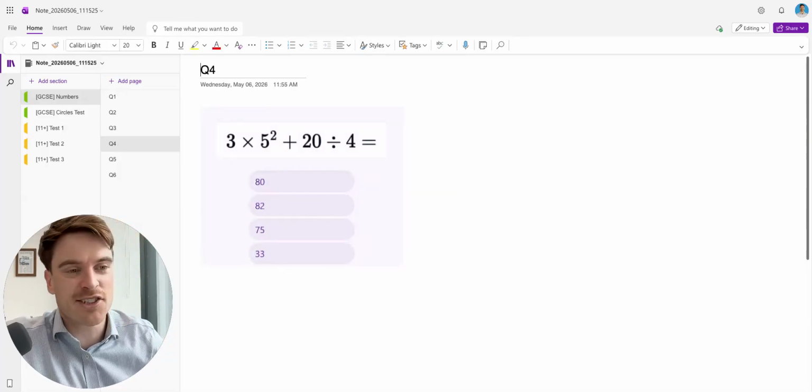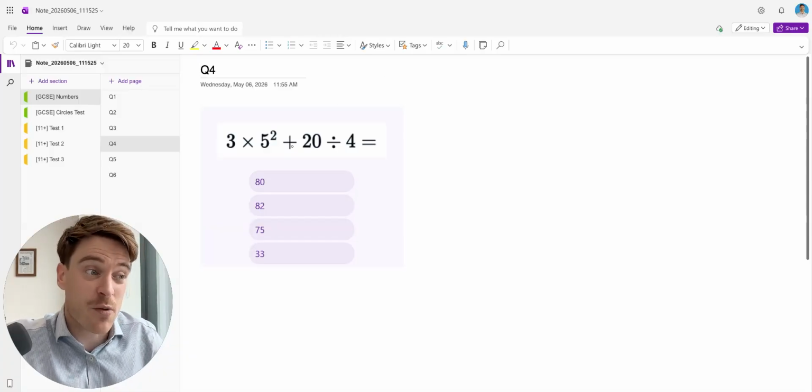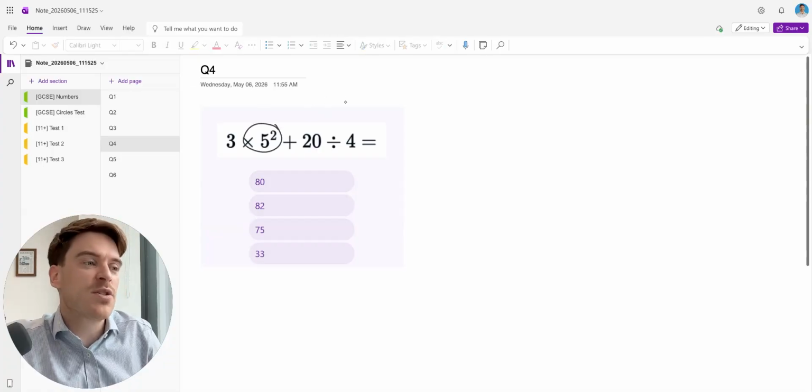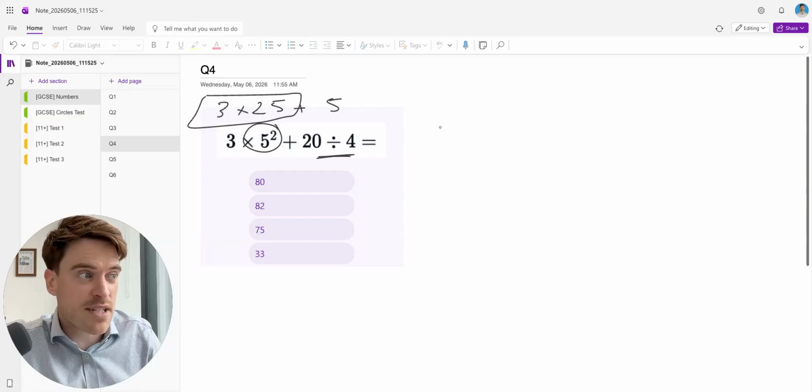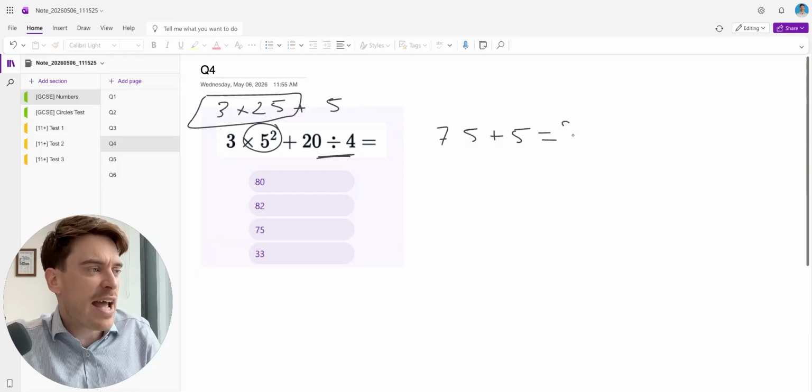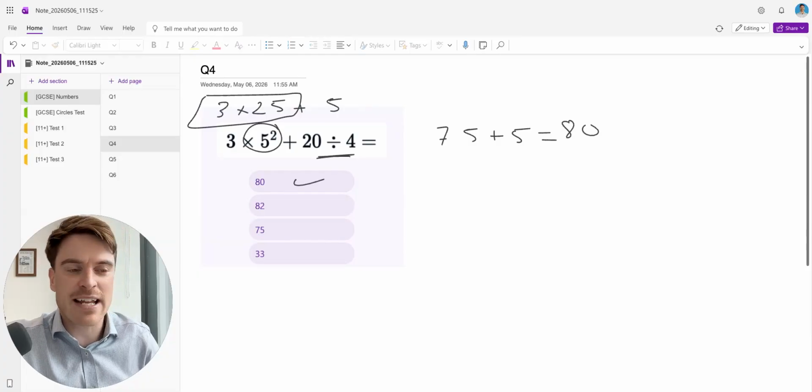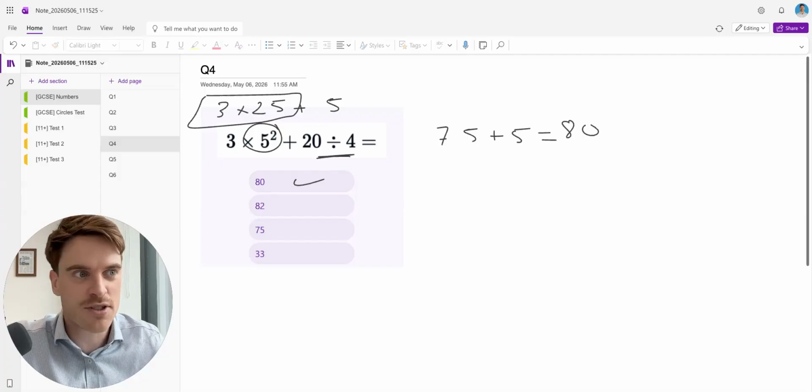This one, BIDMAS. You've done this in year 8. Shout out all them year 8s. Squaring off first. So what's 5 squared? It's 25. And then you can do your division separate. What's 20 divided by 4? You gotta do that separate because that's been multiplied. So 3 by 25 is equal to 80. Bob's your uncle. You're winning. 80's there. All good in the hood. You're flying. You're tearing through this. You're going to ace your GCSEs. No looking back. Do higher.